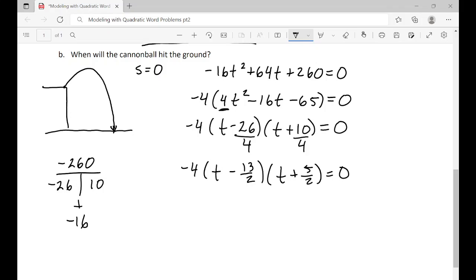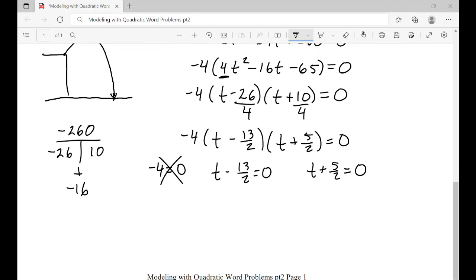Now I set everything equal to 0 again. And as you see, we get another negative 4 equals 0, which I can just throw away right away. T minus 13 halves equals 0. And then t plus 5 halves equals 0. And now I solve. Add the 13 halves over. T is going to equal 13 halves, which again I will convert to decimals, and I'll call it 6.5 seconds. And then subtract the 5 halves over. T equals negative 5 halves, which again I will convert to a decimal, and I call it negative 2.5 seconds.